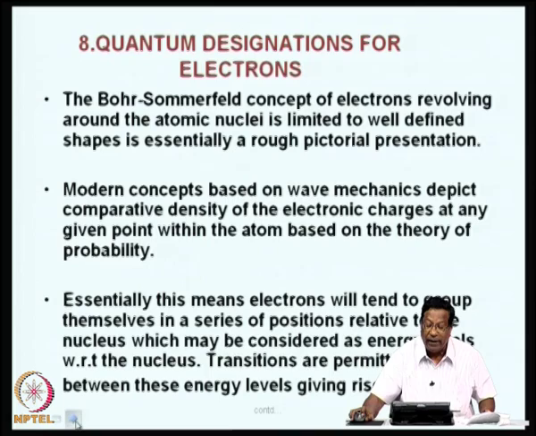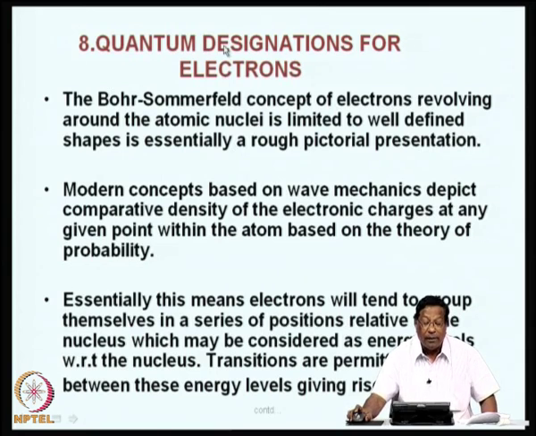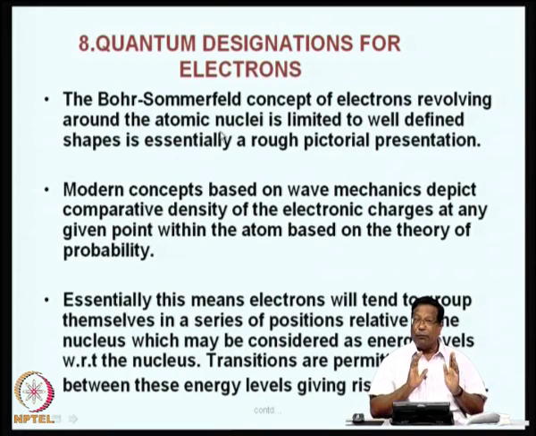Last shells contain 8 electrons. And the quantum Bohr-Sommerfeld concept also gave the concept of electrons revolving around the nucleus limited to well defined shapes, which is essentially a rough pictorial presentation only. Even with all the improvements that we have seen so far, it is only a rough pictorial presentation rather than the exact situation. So, modern concepts are based on wave mechanics.